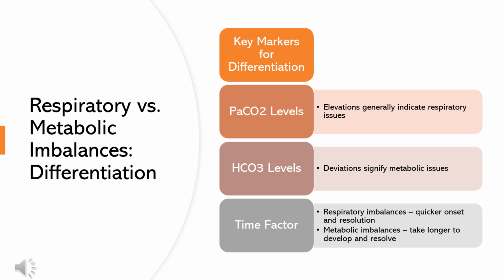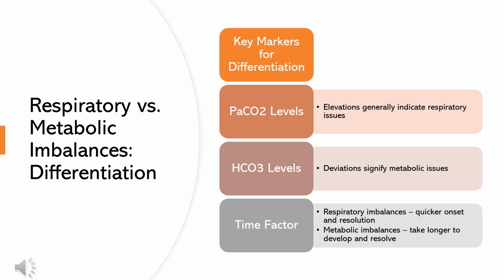Some key markers for differentiation: PaCO2 levels. Elevations here generally indicate respiratory issues. Look for PaCO2 levels higher than 45 millimeters mercury in respiratory acidosis and lower than 35 millimeters mercury in respiratory alkalosis. And then there's HCO3 or bicarbonate levels. Deviations signify metabolic issues. Check for HCO3 levels less than 21 milliequivalents per liter in metabolic acidosis and greater than 28 milliequivalents per liter in metabolic alkalosis.